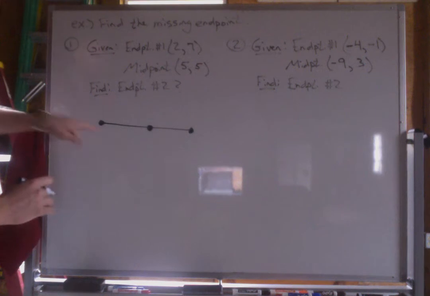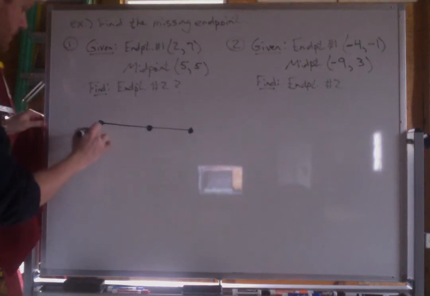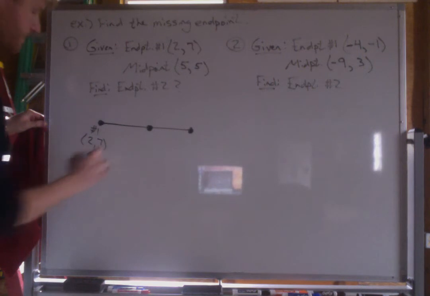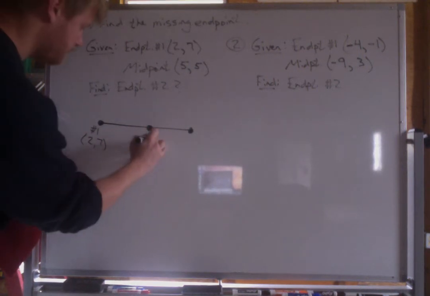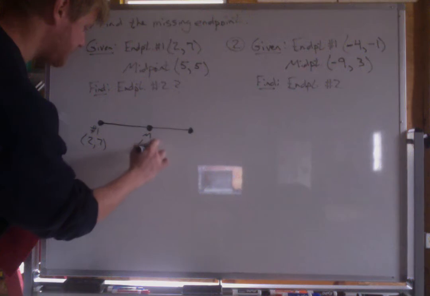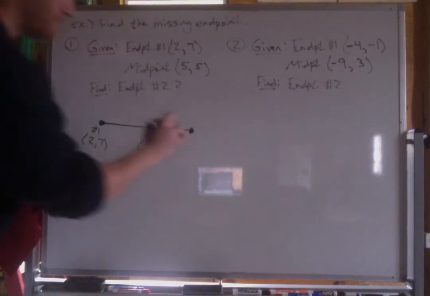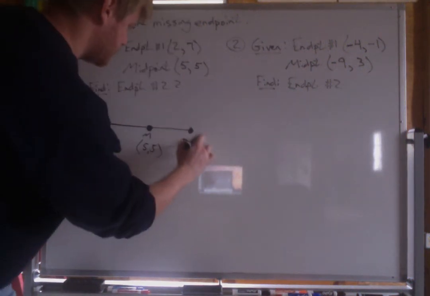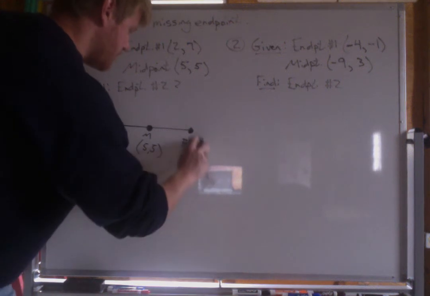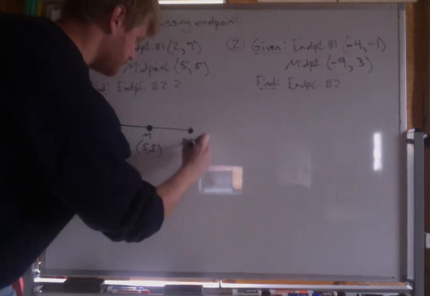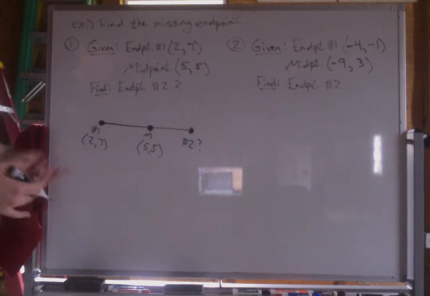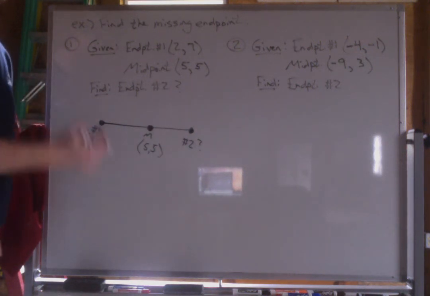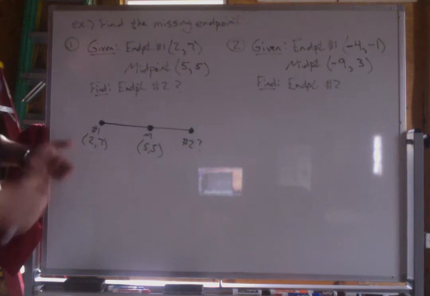Okay. We're going to call this endpoint number 1, which is (2, 7). We're going to call this the midpoint, which in this case is (5, 5). And then this is endpoint number 2, which we do not know yet. Okay, so how do I find out what those missing coordinates of this point are?